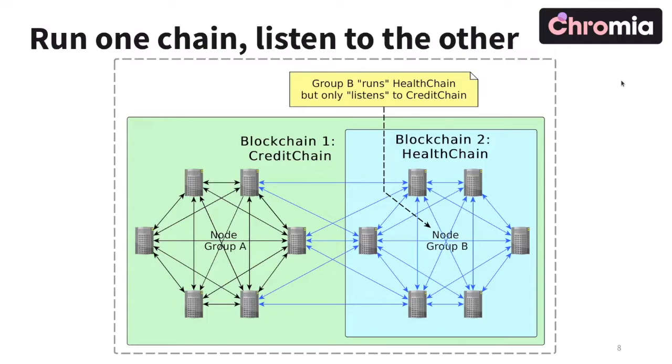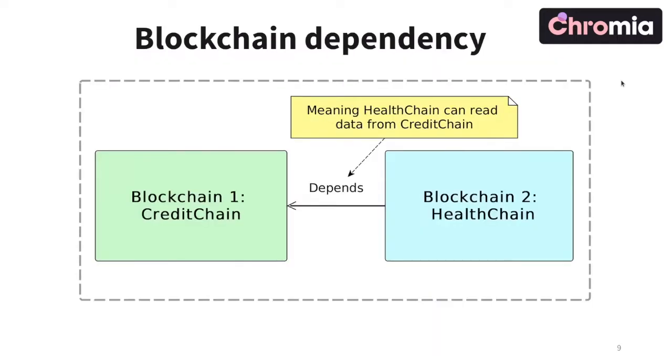But what we want to talk about is this situation where this group is having their own dapp, Health Chain, while also reading all the data in Credit Chain. And if we simplify the graph a little bit, we see that it's just two boxes with an arrow. So this is the dream scenario. It can't be simpler than this. It's like a simple dependency.